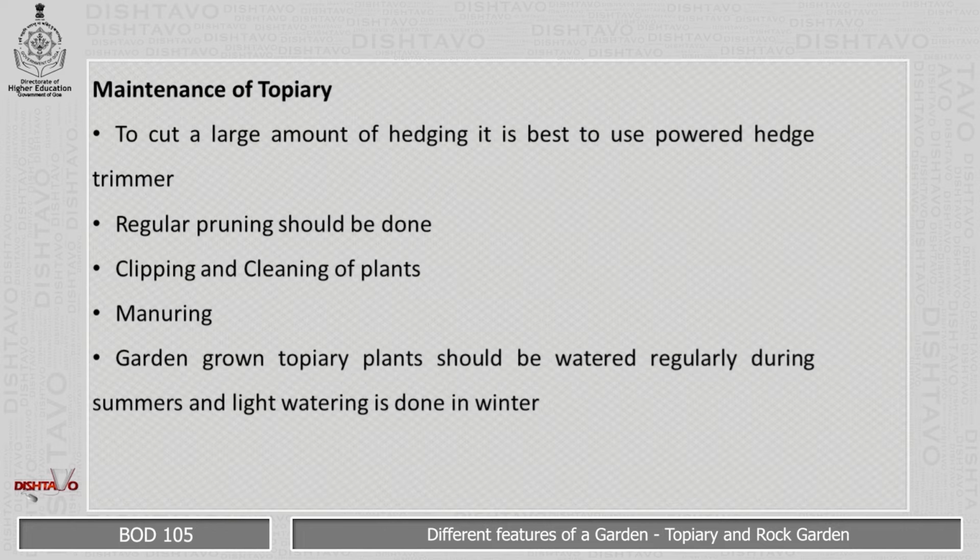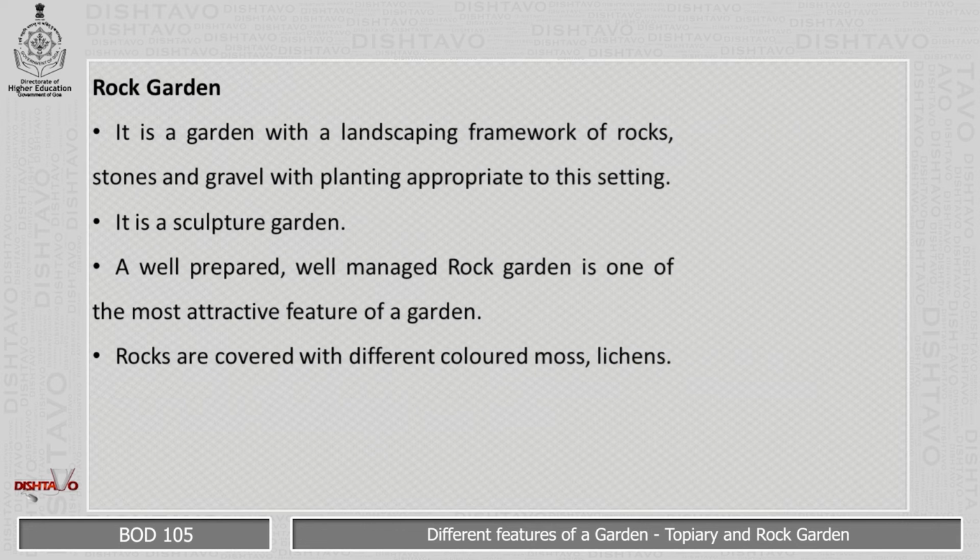Then maintenance of topiary. To cut a large amount of hedging, it is best to use a powered hedge trimmer. Regular pruning of the plants should be done. Clipping and cleaning of the plants should be done. Manuring of the plants. Then garden grown topiary plants should be watered regularly during the summers, and light watering can be done in winter season.